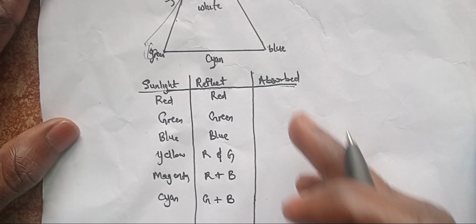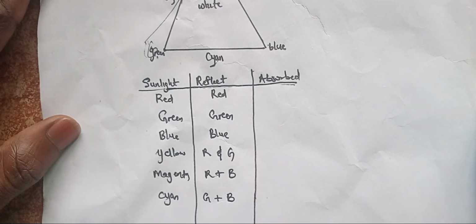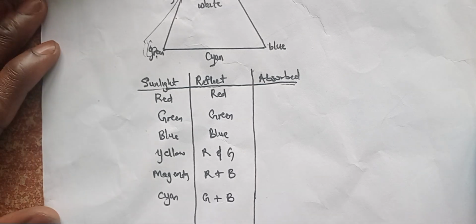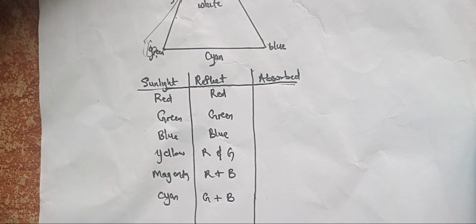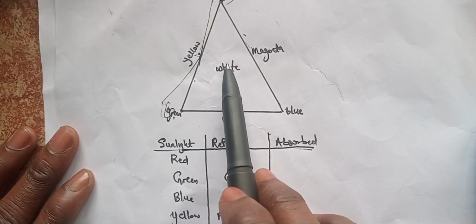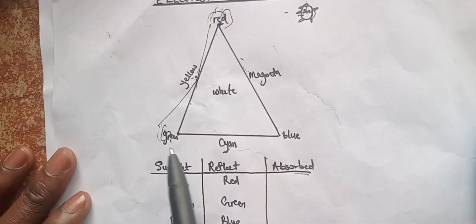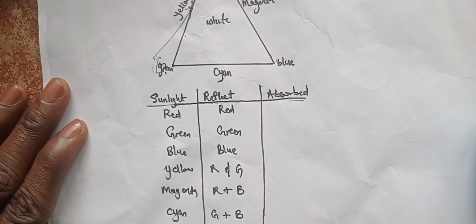Now, when it comes to absorbing, they will absorb any other component that is not present in them. We have three primary colors: red, green, and blue. When all these three colors mix together, they result in white color. If red, green, and blue mix together, they result in white.